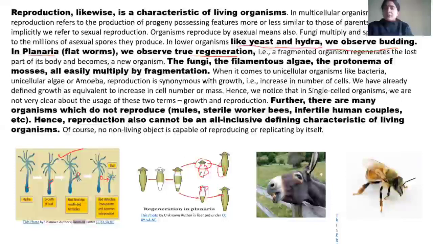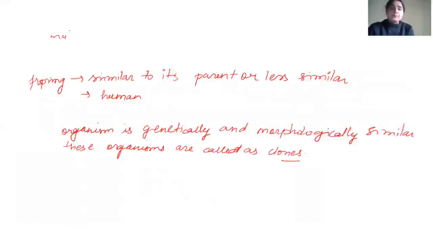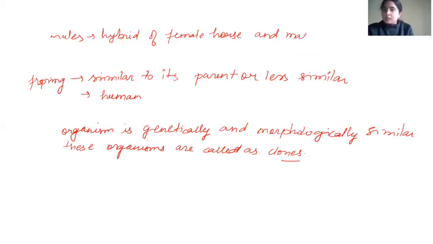So can we define reproduction as a defining property of organisms? We cannot, because of some examples, like mules. What are mules? Mules are a hybrid of a female horse and a male donkey, and are sterile.